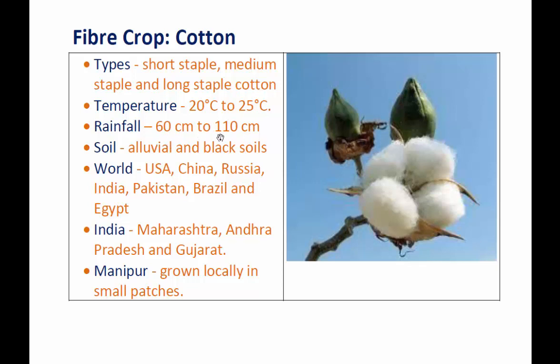centimeters to 110 centimeters. Alluvial soils as well as black soils are very suitable for the cultivation of cotton. In the world, the United States of America, China, Russia, India, Pakistan, etc. are the major producers of cotton fiber. In India, Maharashtra, Andhra Pradesh and Gujarat are the three states that produce cotton. In Manipur, it is grown locally in small patches, not for commercial purposes but for local use.